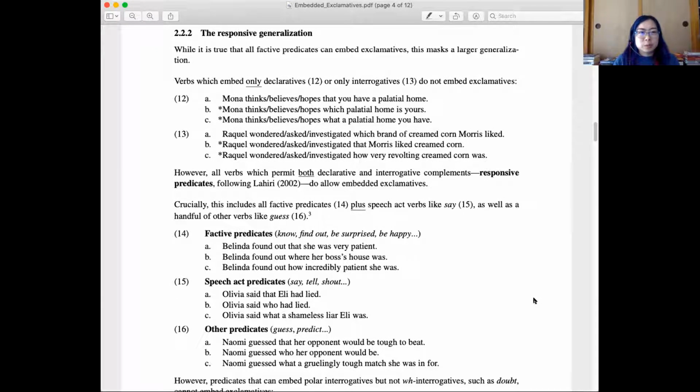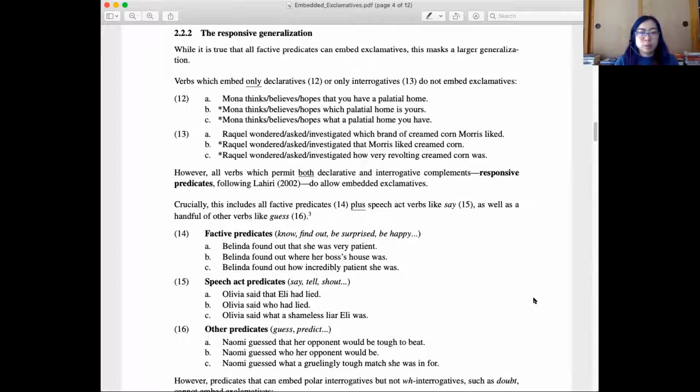So while it is true that all factive predicates can embed exclamatives, we think that this is masking a larger generalization. So verbs that embed only declaratives like those in 12, like think or believe, or only interrogatives as those in 13, do not embed exclamatives. We can see this by the badness of 12c and 13c.